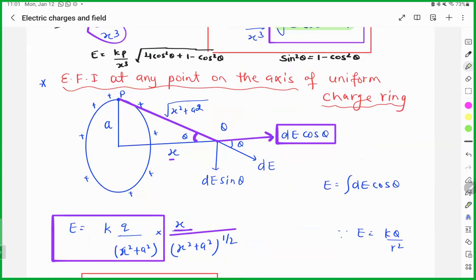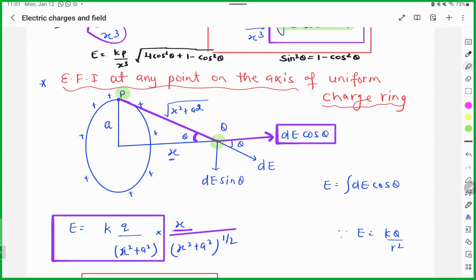The whole ring has charge, and at one point you are calculating. It's like you have a ring in your hand, and in front of this ring you have any point P. You want to calculate what your electric field will be at point P.